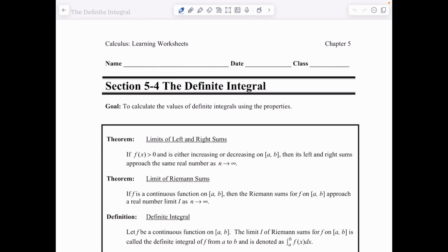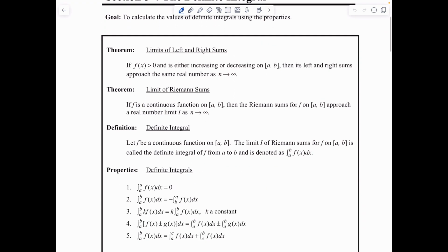Welcome to section 5.4, the definite integral. Today's goal is to calculate values of definite integrals using our properties. So we have the following theorems.